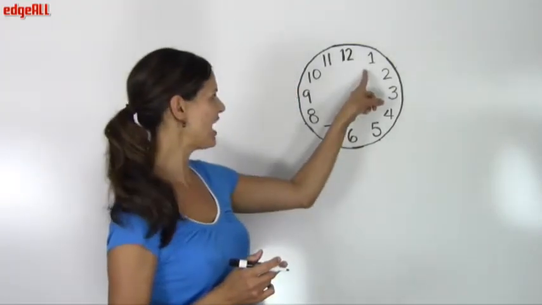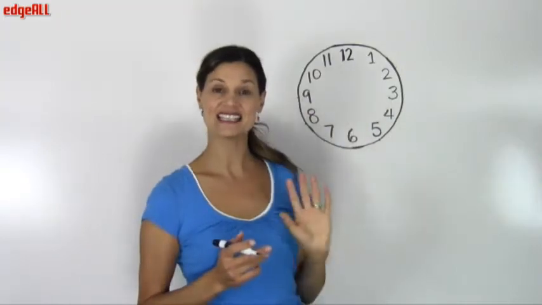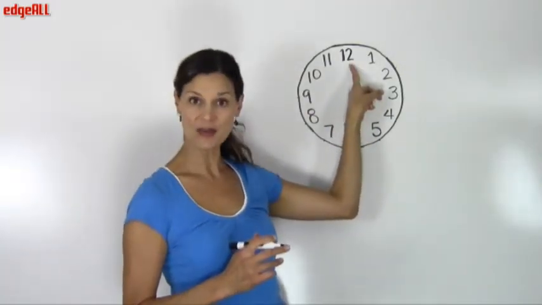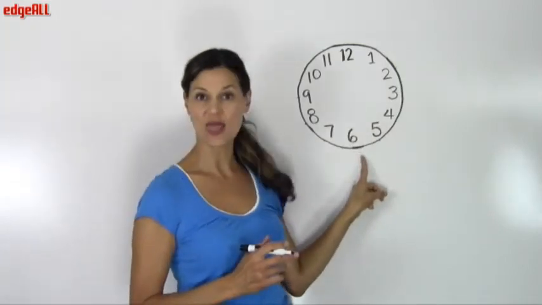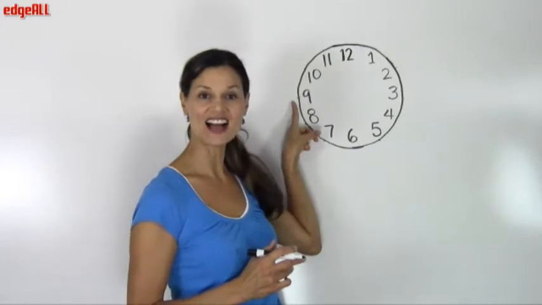A clock is a tool for tracking the time of day. Most clocks look like a circle with the numbers 1 through 12 spaced around the edge, with the 12 on the top, the 6 on the bottom, and the 3 and the 9 on each side.